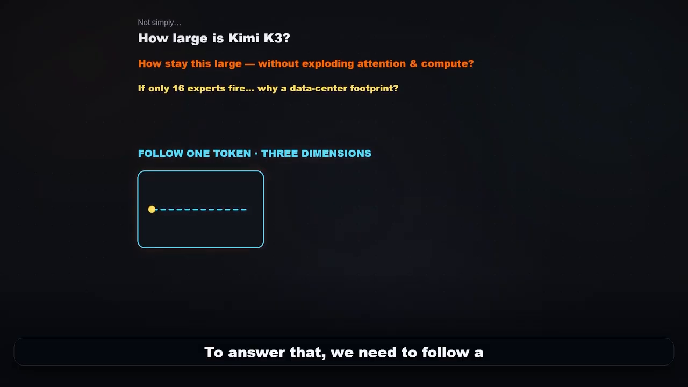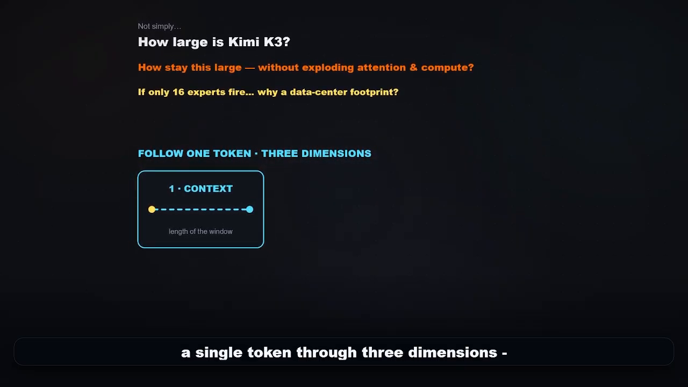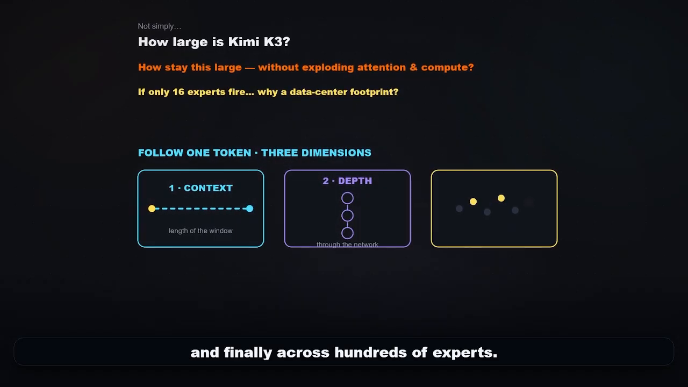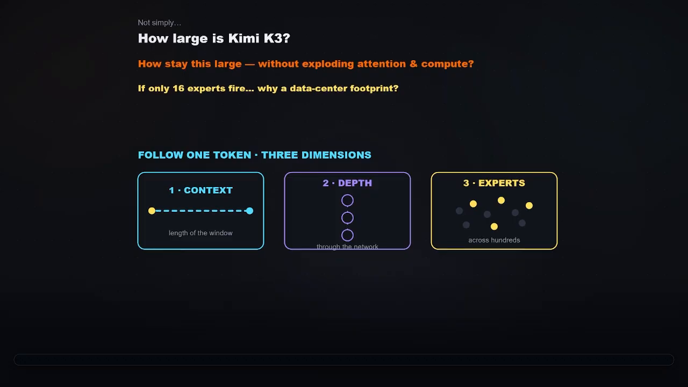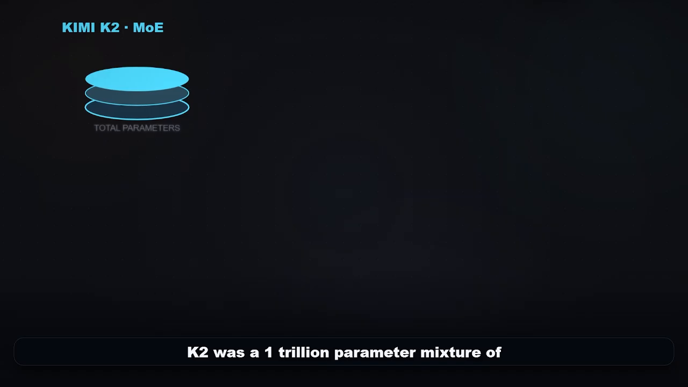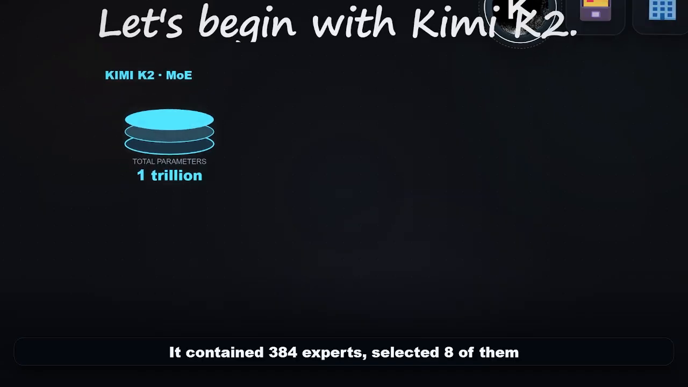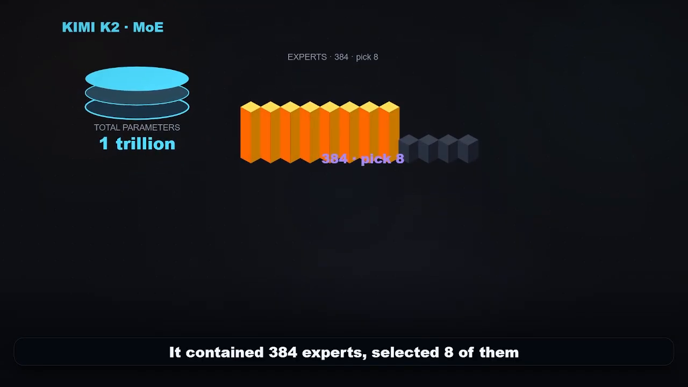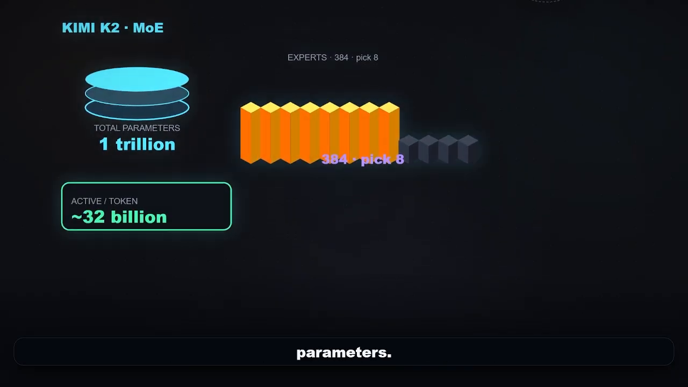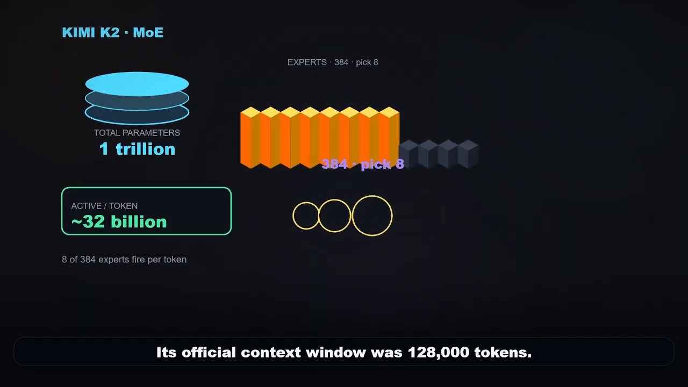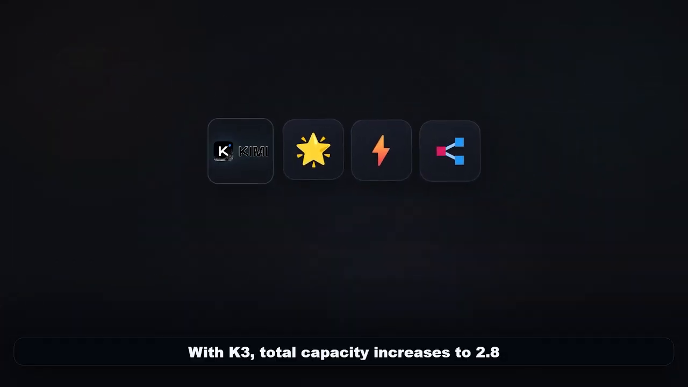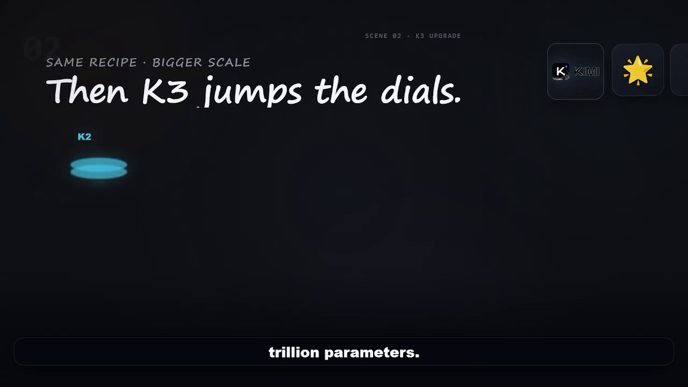To answer that, we need to follow a single token through 3 different dimensions: through the length of the context, through the depth of the network, and finally, across hundreds of experts. Let's begin with Kimi K2. K2 was a 1 trillion parameter mixture of experts model. It contained 384 experts, selected 8 of them for each token, and activated roughly 32 billion parameters. Its official context window was 128,000 tokens.